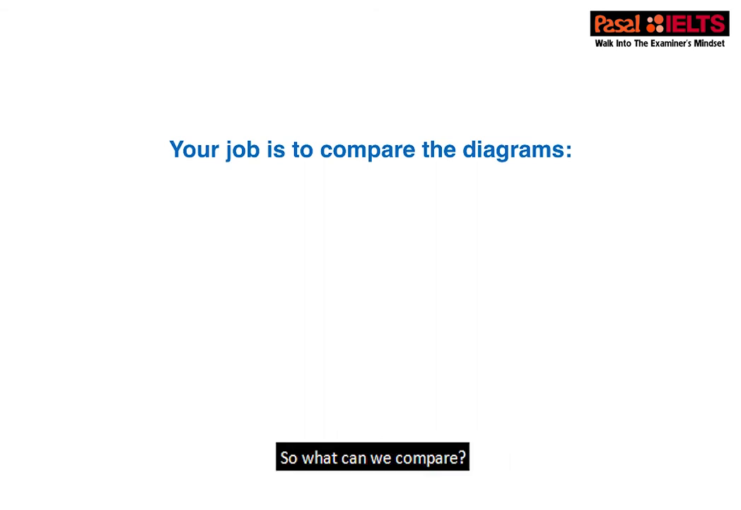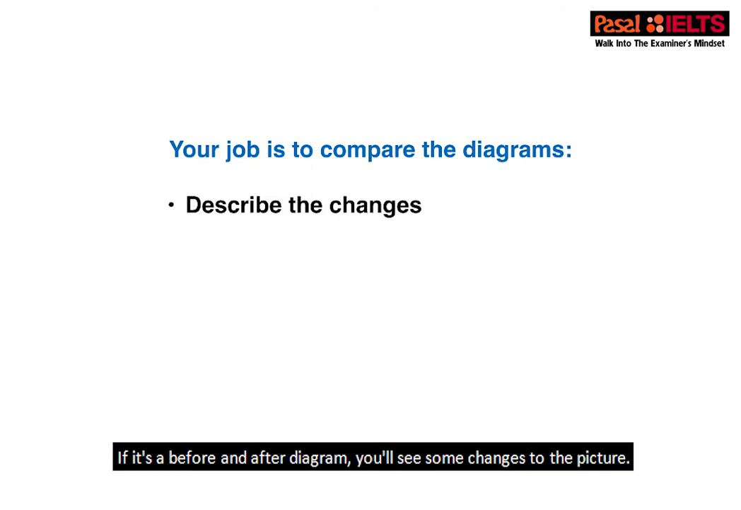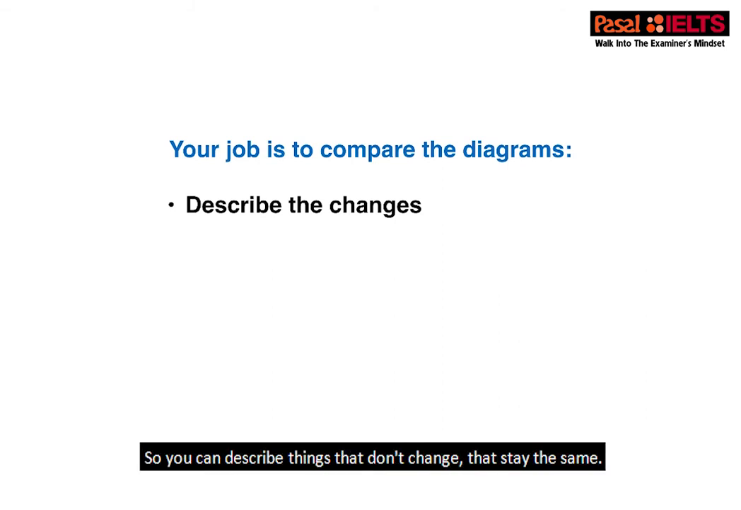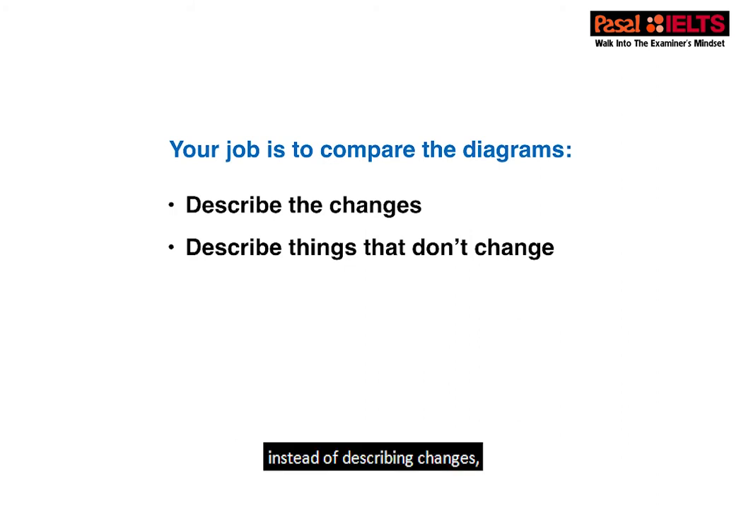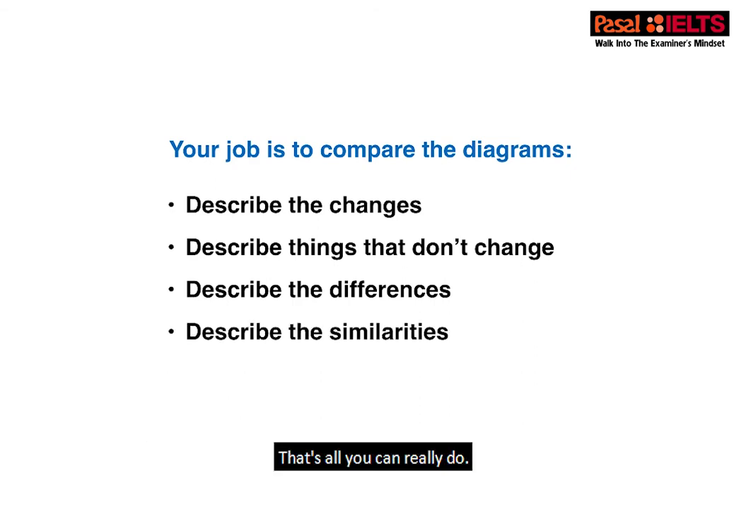So what can we compare? Well, we can describe the changes. If it's a before and after diagram, you'll see some changes to the picture. You'll also see things that don't change, so you can describe things that stay the same. If it's a comparison diagram with two alternative designs or two alternative locations on a map, instead of describing changes, we just describe the differences and describe the similarities. That's all you can really do. Look at the two pictures, describe what is different and what is similar.